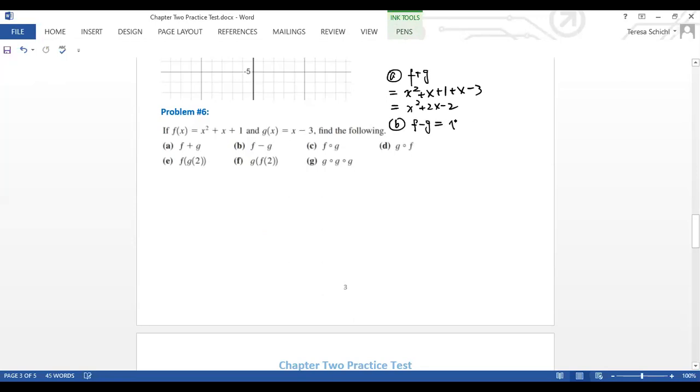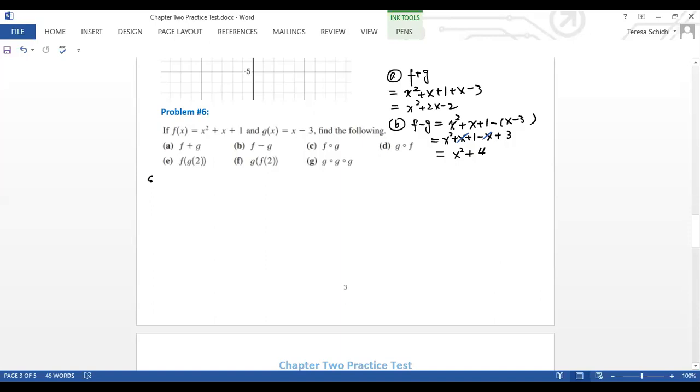What is f minus g? This is x squared plus x plus 1 minus x minus 3, right? Be careful, put a parenthesis so you don't mess up the negative signs here. So this will be x squared plus x plus 1 minus x, and then minus minus is plus, right? So this will be x squared, then x and x cancel, and then 1 and 3 end up with plus 4, right?